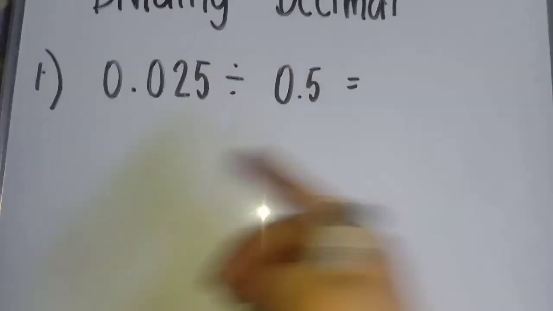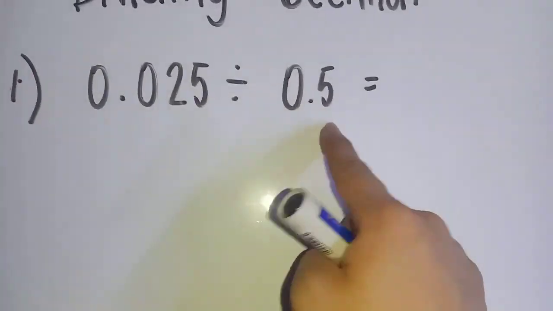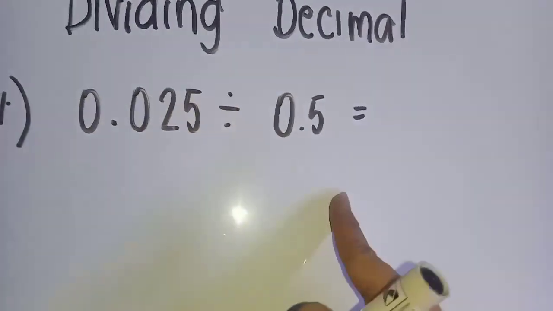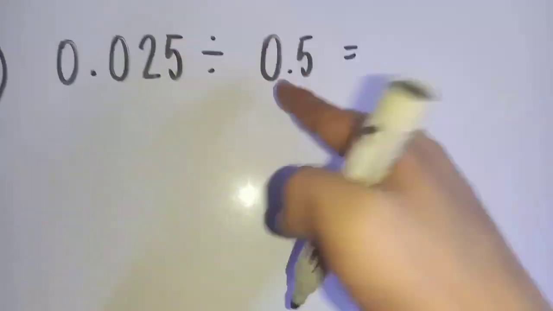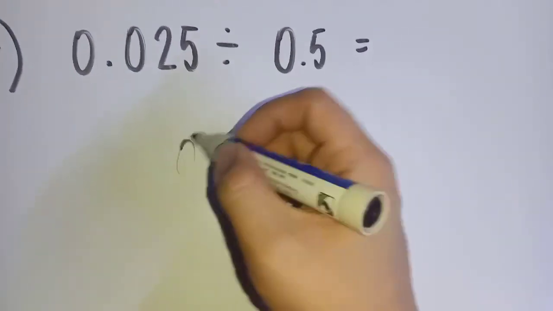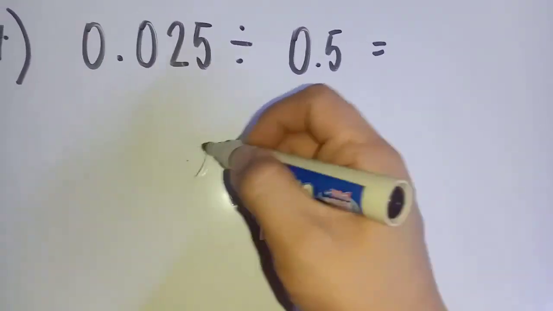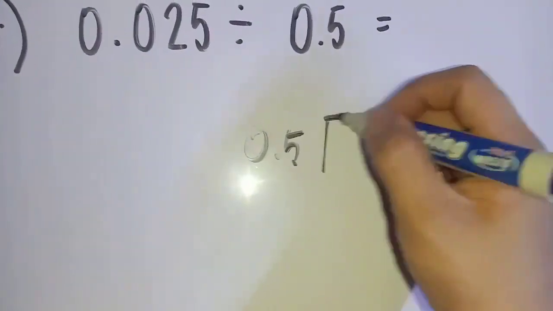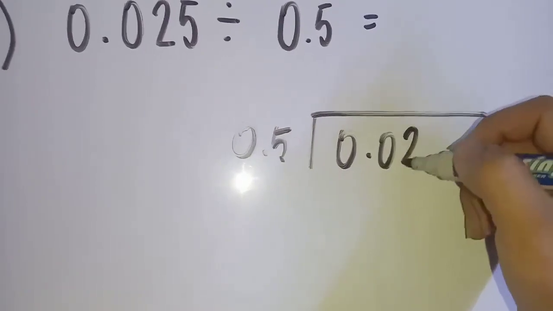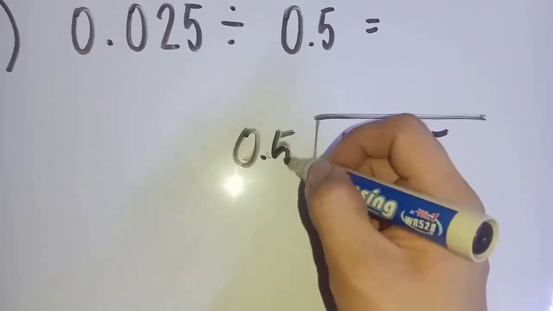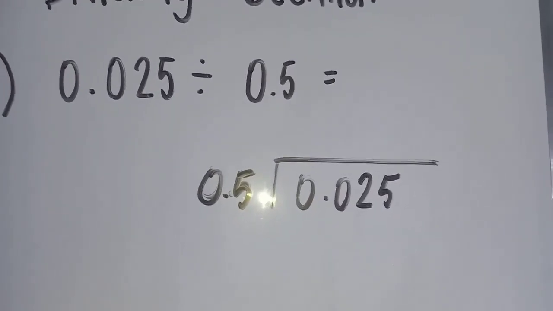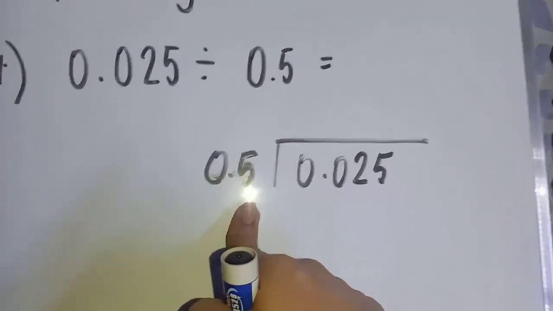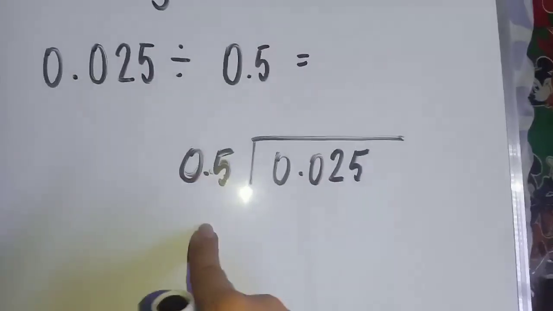Okay, so let's say for example, we have 0.025 divided by 0.5. Yung first given will be yung value na nasa loob ng division signs natin at yung 0.5 is nasa labas. So we have 0.5 divided by 0.025. Yung next nating iisipin dito is that yung number na nasa labas ng division sign must be a whole number. Since 0.5 is not a whole number, it is a decimal number, gagawin natin siyang whole number.